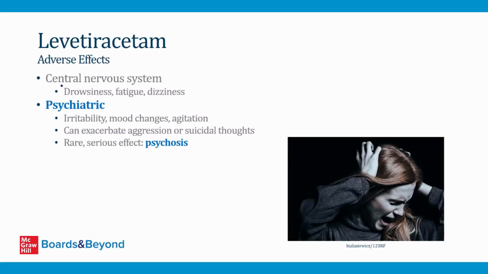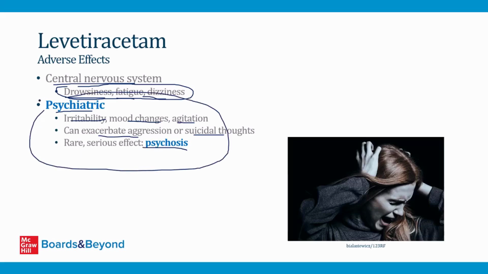In terms of adverse effects, levetiracetam can depress central nervous system function, so this can lead to nonspecific things like drowsiness, fatigue, dizziness, and you can see all these features with many anti-seizure drugs. One sort of special or unique adverse effect that you want to remember is that it can cause psychiatric problems. So in some patients, for reasons that are incompletely understood, it triggers irritability and mood changes and sometimes agitation. It's been reported to sometimes exacerbate aggression or suicidal thoughts. And in rare cases, it's been reported that it can cause psychosis. So most of these side effects are relatively infrequent, but this is the special group of side effects you want to remember for this drug.